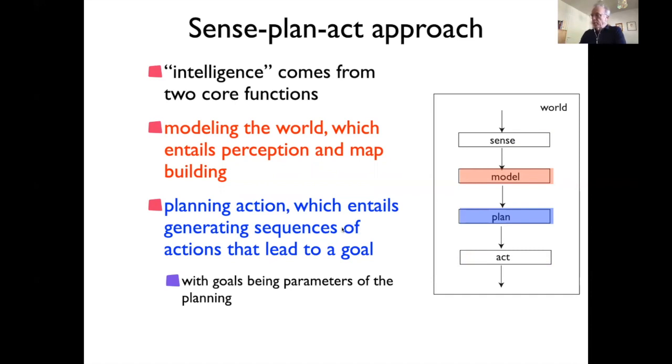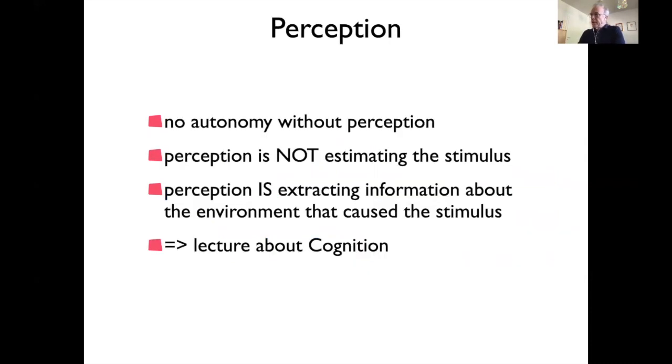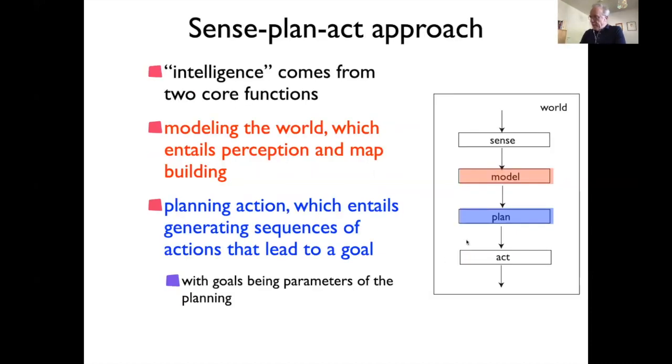With the goals, it's not really represented explicitly here where they come from. They would be essentially parameters of the plan, and they might have to be acquired from somewhere or be set by the programmer. So I want to say a few things about these two levels here, the model level, which entails perception and mapping, and the planning level.